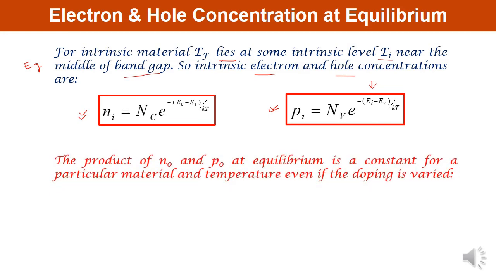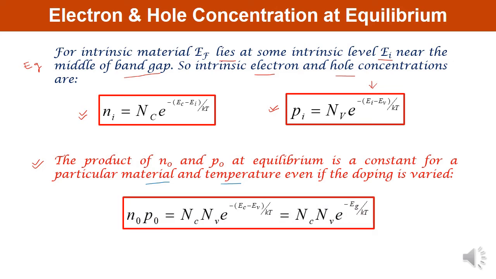At the same time, you must know that the product of n naught and p naught at equilibrium is a constant for a particular material and temperature. So n naught p naught is a constant for any particular material and temperature. Even if you are increasing the doping level as well, this product term will remain constant.